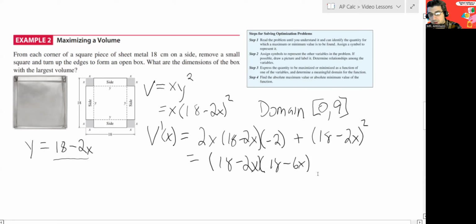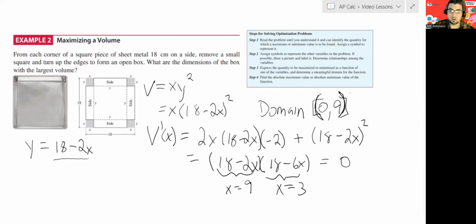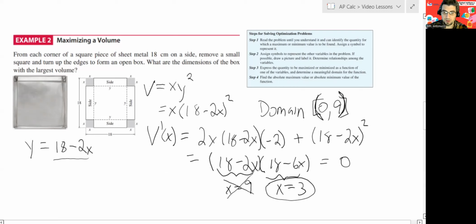All right. Now, we solve this derivative equal to 0. So this factor right here is going to give us x equals 9, and this factor is going to be x equals 3. Now remember, when we said the domain, the endpoints of the domain here are going to result in a box that has no volume because either you're not cutting anything out, so there's nothing to flip out, or you've cut both sides the whole way to the middle, so there's nothing left for the bottom. All right, so x equals 9, we can eliminate that, and then we just have one critical number. This is why the domain is important for our problem.